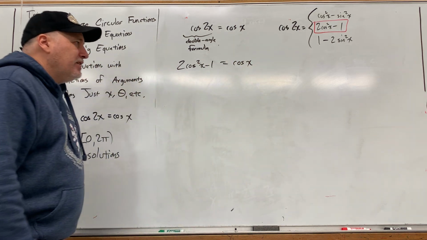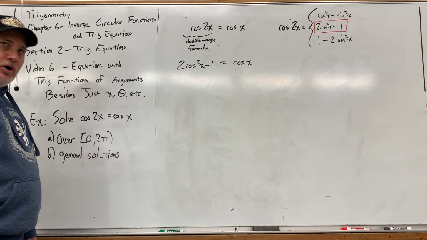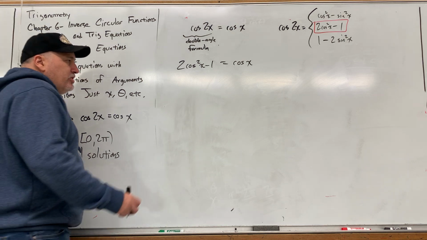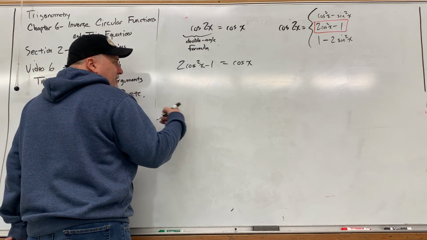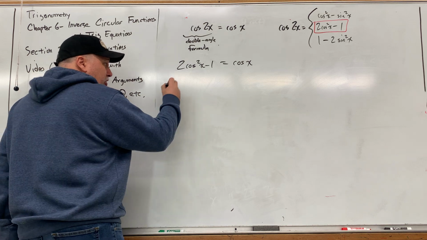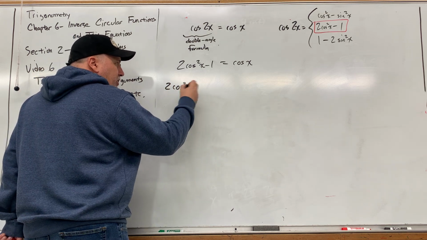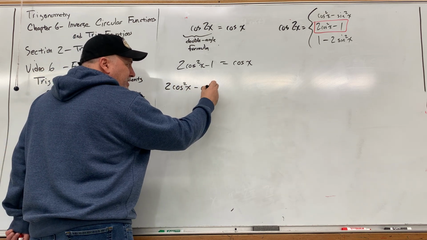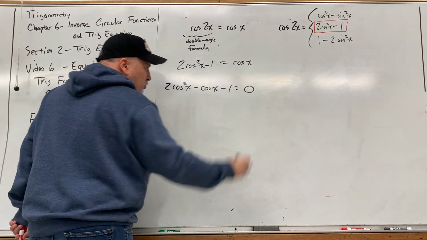So we're going to replace cosine of 2x with 2 cosine squared x minus 1 equals cosine of x. And now we have a basic quadratic trig equation in cosine. So we get it equal to 0 and we'll proceed. Let's leave the cosine squared on the left because it's already positive. So we'll bring the cosine from the right to the left, which will make it negative. And of course the minus 1.